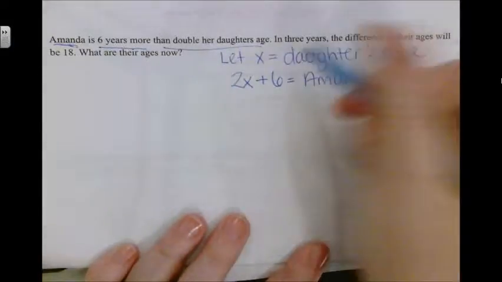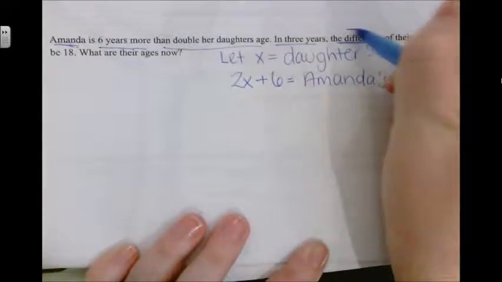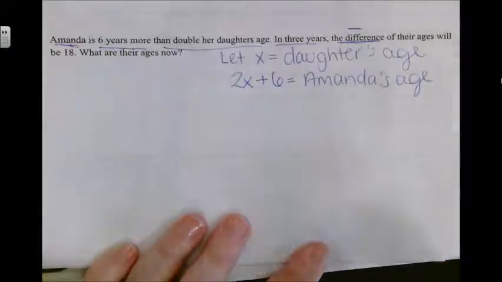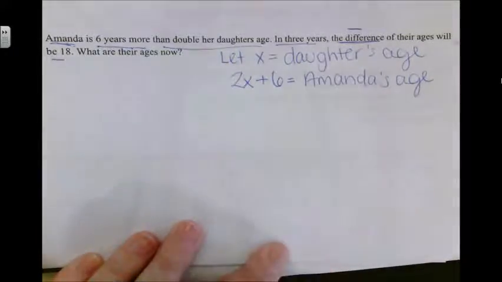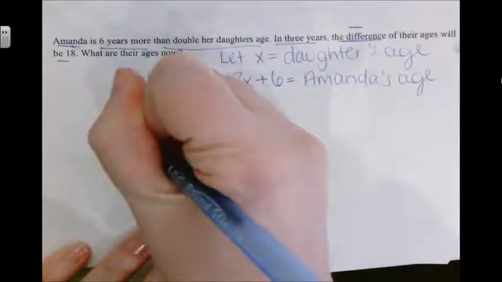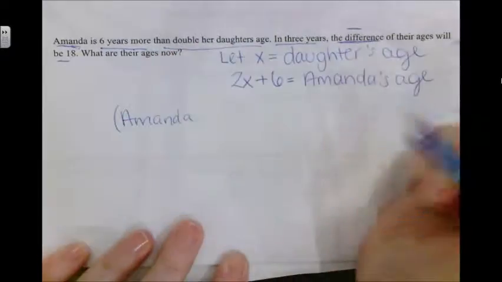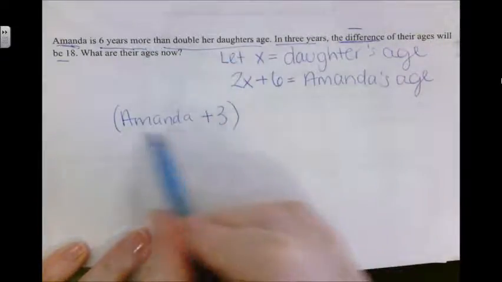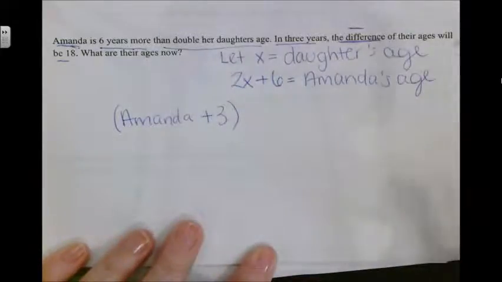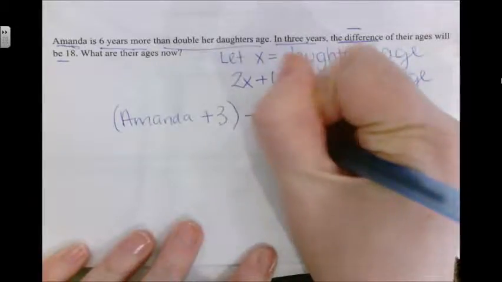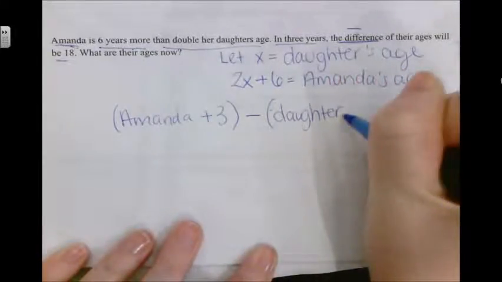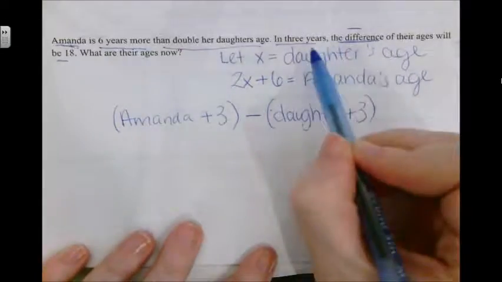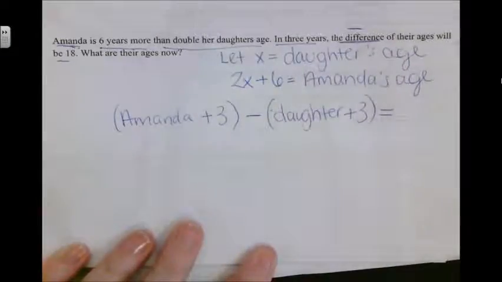It says in 3 years, the difference, so difference means subtraction, of their ages will be 18. What are their ages now? So really, we're trying to figure out, working backwards from the 3 years, what their ages are right now. So the sum that we have right now is Amanda's age plus 3 years, so that's how old she is when it's going to be equal to 18. Amanda plus 3 years, minus, because it says the difference, the daughter plus 3 years, because it says in 3 years. The difference of their ages will be 18. So this equals 18.